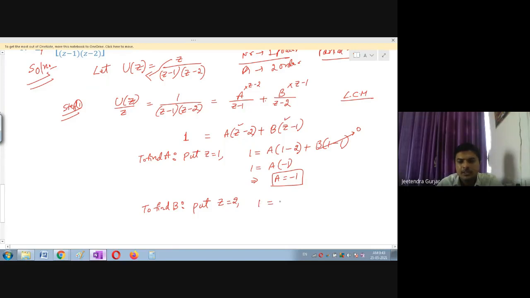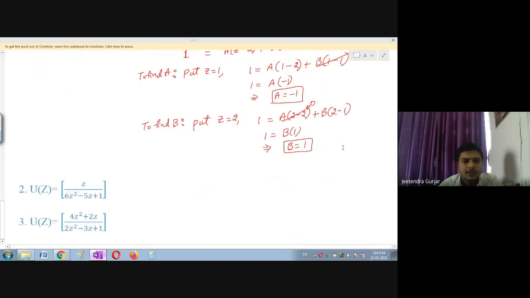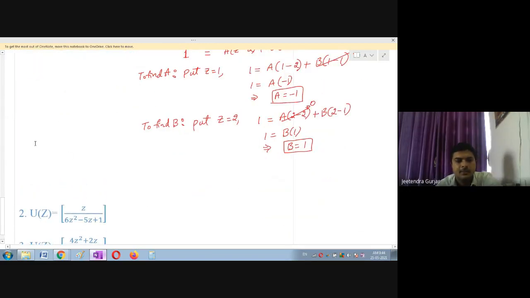Okay, so I will just substitute now. 1 is equal to A(2 minus 2) plus B(2 minus 1), wherever Z is there, I am substituting 2. So the A term will become 0, right? So 1 is equal to B, and 2 minus 1 is going to become 1. Therefore, you can see B is equal to plus 1, students. So like this, now you will substitute in this equation. I will take this as equation 1. Am I right? So now I will write like this. Just a minute, I will take this below.